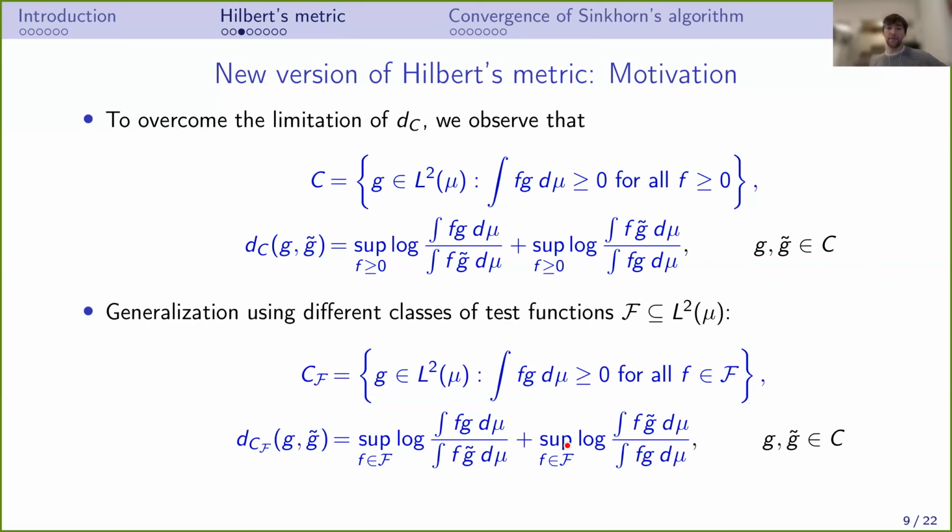And just to emphasize intuitively why this could help us, we want to avoid that this distance is infinite in too many cases. So by restricting the set of functions which are used in the supremum, making the set in the supremum smaller, we of course make the corresponding metric smaller as well. So using smaller sets of test functions can help us make this distance meaningful for a larger set of functions g and g tilde. Now, of course, the question is, how do we choose the set F?